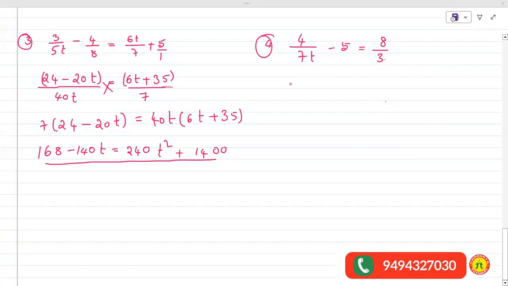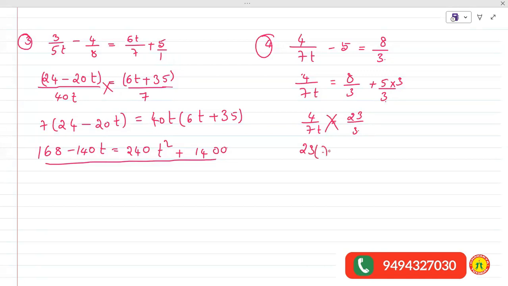See here, just I am doing this. 4 by 70 equals 8 by 3 plus 5. Here in 8 by 3 the denominator is 3. For the 5 also, denominator 3, we can multiply and divide with the same number. Of course, we don't want to multiply by 3 and divide by 3, just we can take LCM. 4 by 70. 5 times 3 is 15. 15 plus 8, 23 by 3. Now we can take the cross multiplication. 23 into 70. 4 times 3 is 12. Yes, sir. Okay.